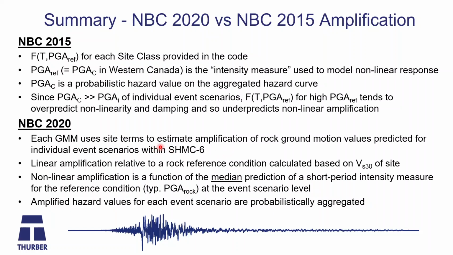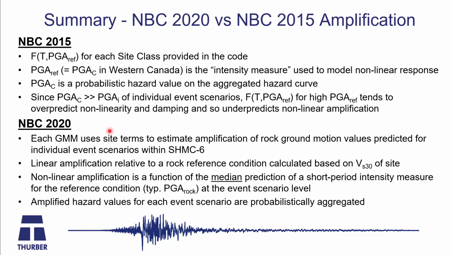Since that PGA is so much higher than the PGA that would be associated with individual events, that amplification function tends to overpredict nonlinearity and damping. So it underpredicts the nonlinear amplification. And this has been pointed out in the paper by Michael Colli describing all the GMM models, right?